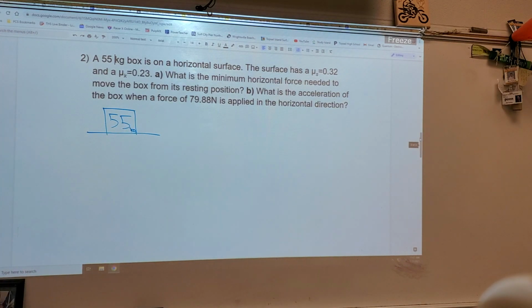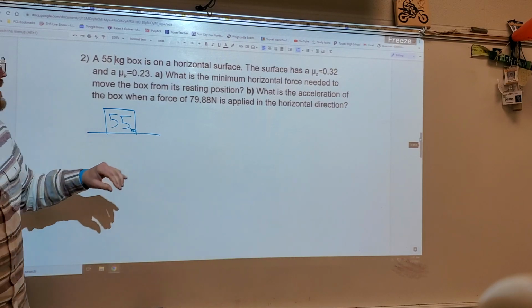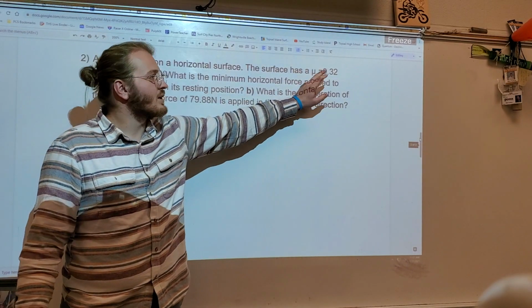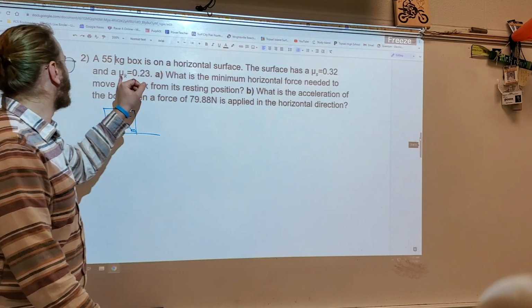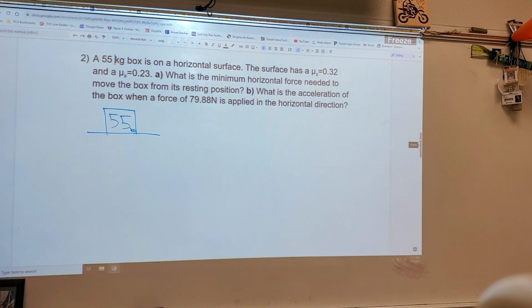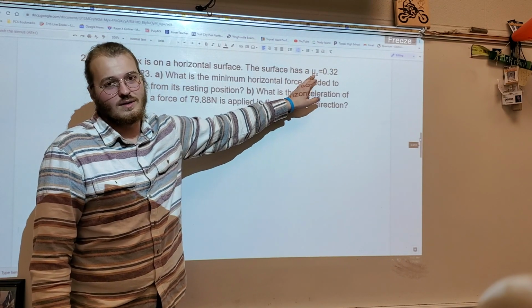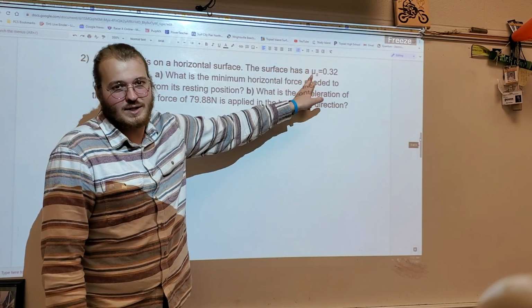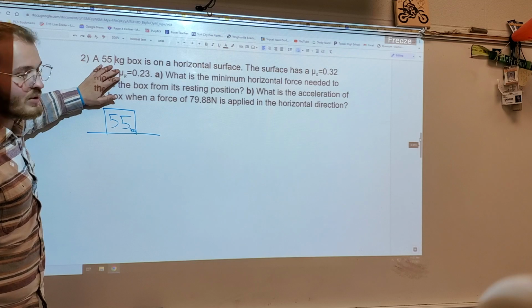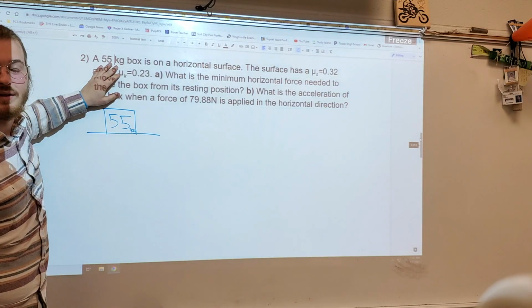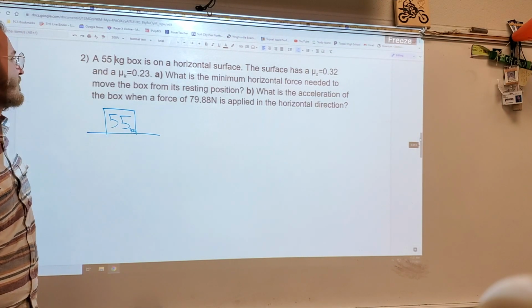A 55 kilogram box is on a horizontal surface. The surface has a mu s of 0.32 and a mu k of 0.23. Can you tell me what mu s stands for? That's right, that's the coefficient of static friction. Can you tell me what mu k stands for? It's the coefficient of kinetic friction.